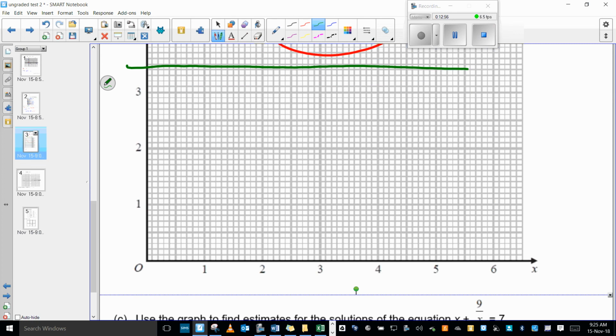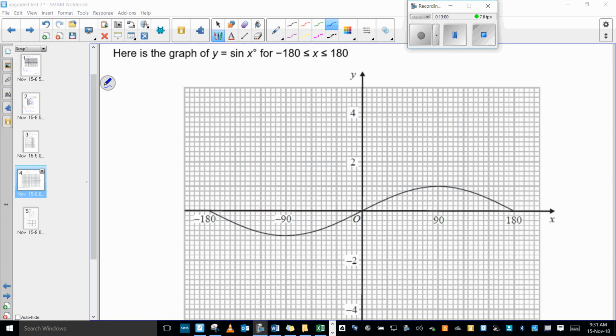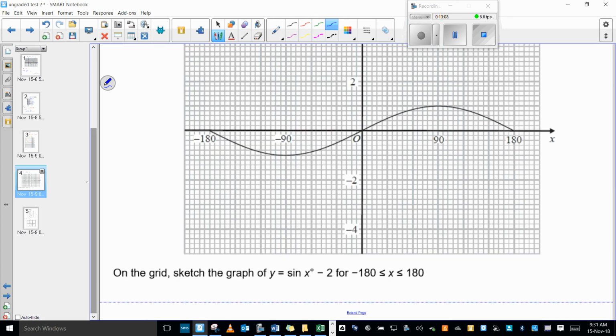All right, okay. So here we have a graph of sine x. They've asked you to sketch on this graph the graph of sine x take away 2. This is the transformations of functions topic. So we need to remember what effect does having that take away 2 on the end do to any graph.